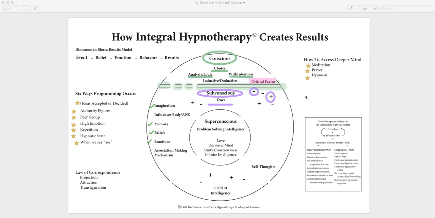The parasympathetic is when we're in the deeper mind of meditation, prayer, and hypnosis, which actually supports our immune system, digestive system, and reproductive system. When we're trying to get pregnant, that's the space we want to go to. And if we're not, it's because we're stressed and we're in the fight or flight mode. The fight or flight mode of the sympathetic nervous system is where we gain cancer, or where we cannot get pregnant, or our digestive system is totally out of whack, our immune system, our reproductive system.